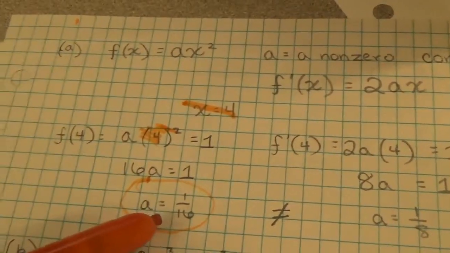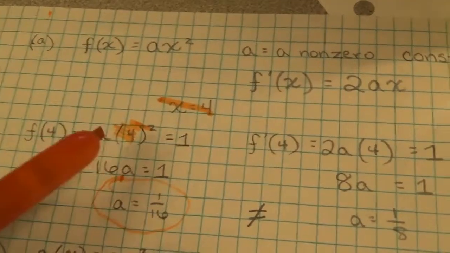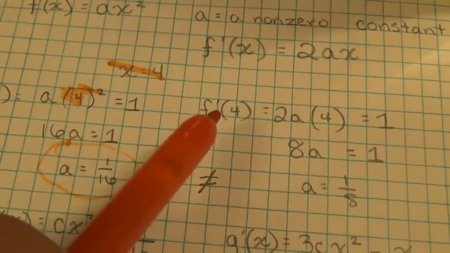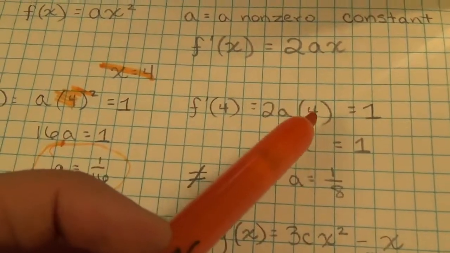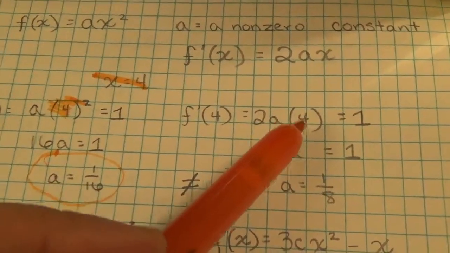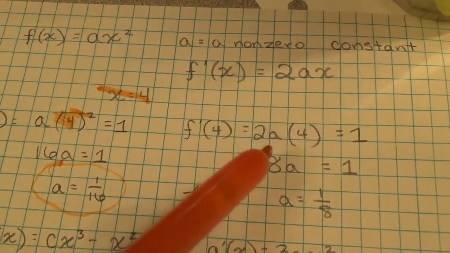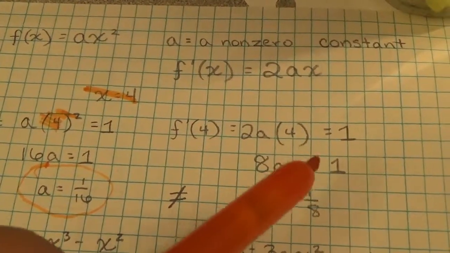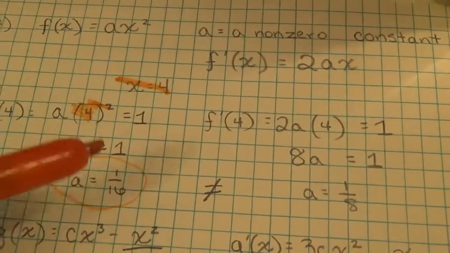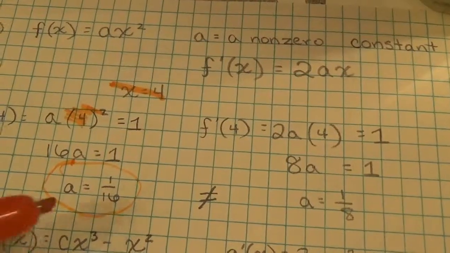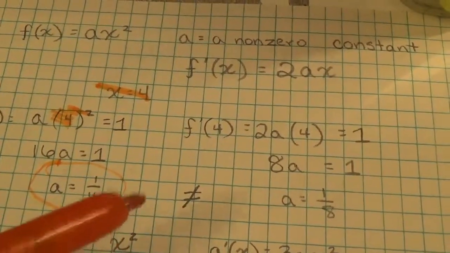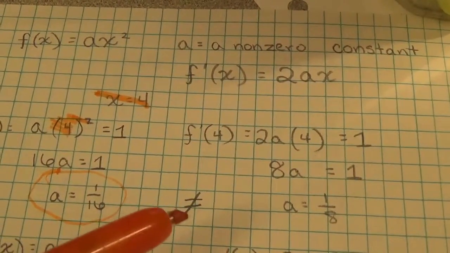We're trying to prove that that answer will not be the answer for the other part, the derivative function. So plug 4 in for x to the derivative function, and you're going to get 4 times 2, so 8a. When you solve, you get a equals 1/8. We've proven that there is no number for a that will make both the function and the slope equal to 1.